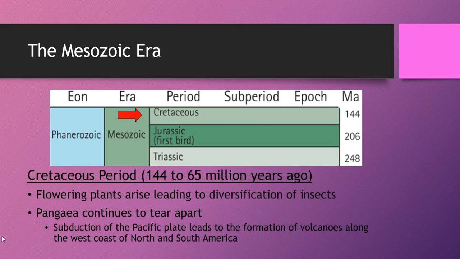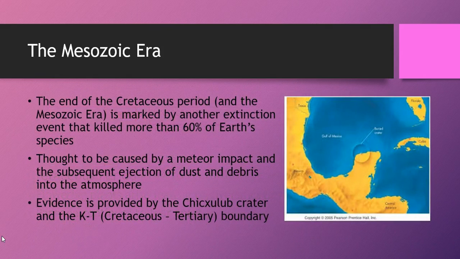After the Jurassic period comes the Cretaceous period, from 144 to 65 million years ago. At this point, flowering plants begin to arise, which leads to a diversification of insects. There become many more insects, and they start to specialize in what they do with particular plants. Pangaea here continues to tear apart until we have the land masses that we essentially have now. This leads to subduction in the Pacific Plate and a formation of volcanoes along the west coast of North and South America.